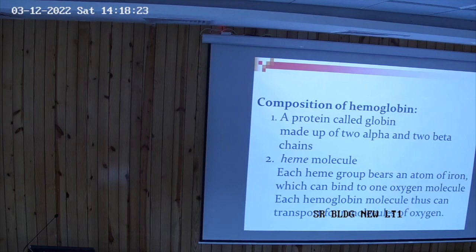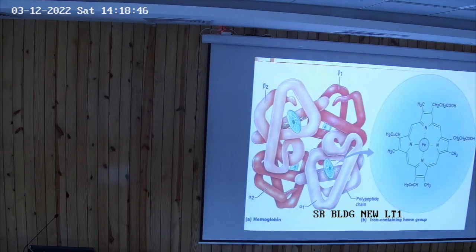Clear? Protein called globin made up of 2 heme molecule groups; each bears an atom of iron which can bind to 1 oxygen molecule. Each hemoglobin molecule thus can transport 4 molecules of oxygen. So each molecule of hemoglobin can carry how much oxygen? 4 molecules of oxygen. This is the structure.